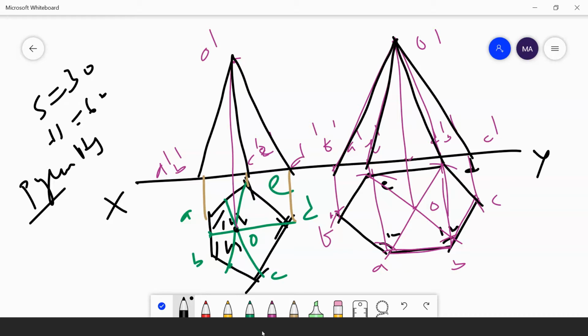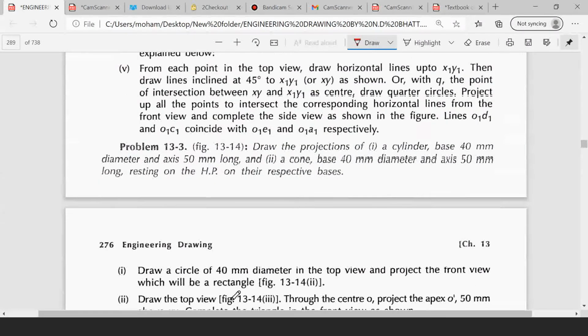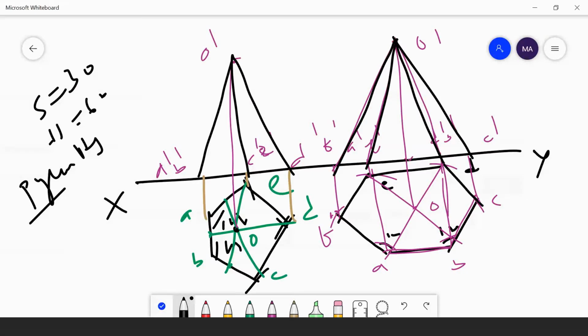Next I am going to, here I have given the question: draw the projection of a cylinder base 40 mm diameter and axis 50 mm long. Now you are going to draw the solid of revolution. The cylinder base 40 mm diameter and axis 50 mm long, and a cone base 40 mm diameter and axis 50 mm long, resting on the HP on their respective bases. So, here I am drawing the solid of revolution.